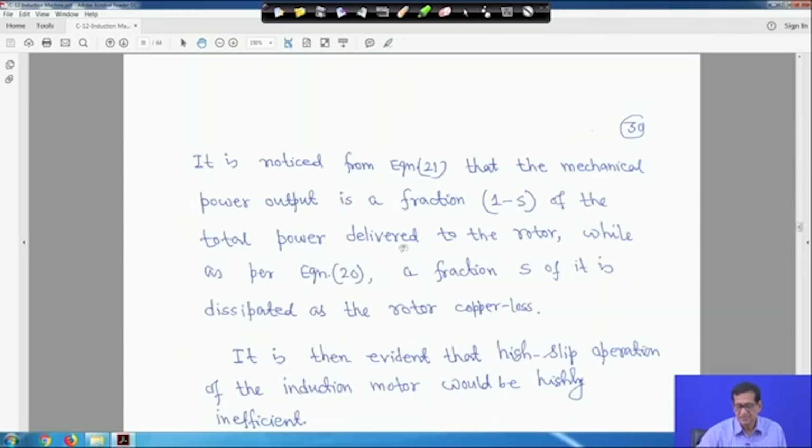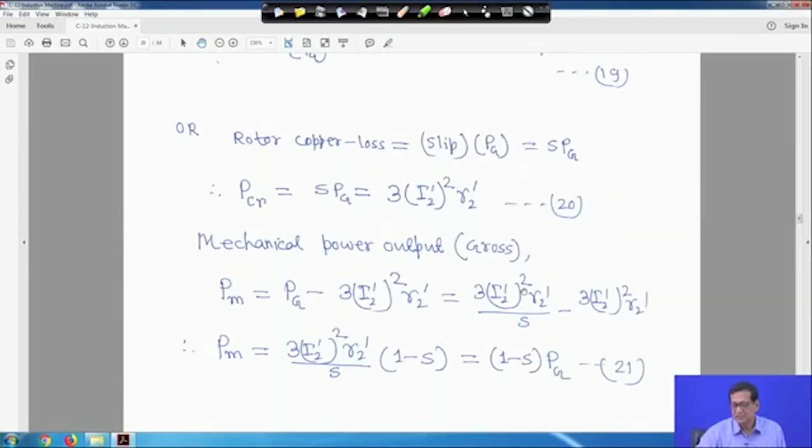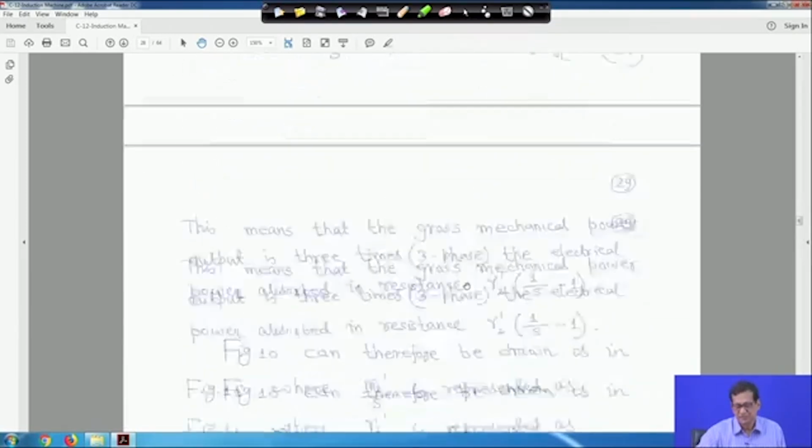While as per equation 20, a fraction S of it is dissipated in the rotor copper loss. So the copper loss is equal to S into PG, a fraction of the air gap power, and the rest, PM, will be 1 minus S into PG. Basically, it will be PG minus S PG, that is, PG minus the rotor copper loss.